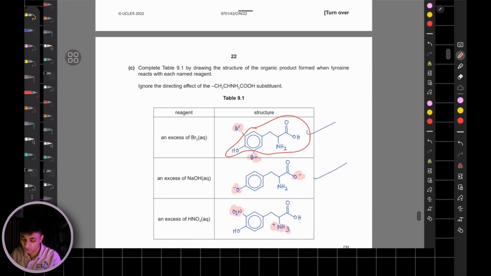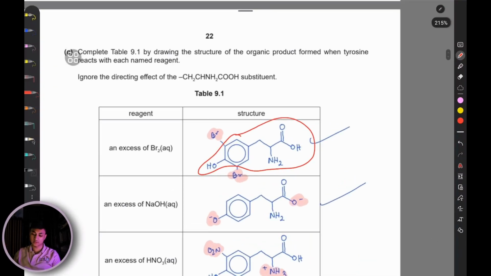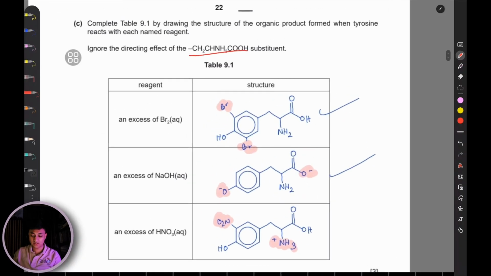When you add aqueous Br2 to it, you know Br is going to substitute the hydrogen atoms at certain positions. Now OH has a directing effect of 2, 4 and 6. The 6 position is occupied, and they told you not to consider the directing effect of this group. So it's going to occupy this 2 position and 4 position. Now, next part, an excess of NaOH is added. What's going to happen? If you remember from the video, if you add NaOH to phenols, it's going to create a phenoxide ion. Hence, it is going to form a phenoxide ion over here.